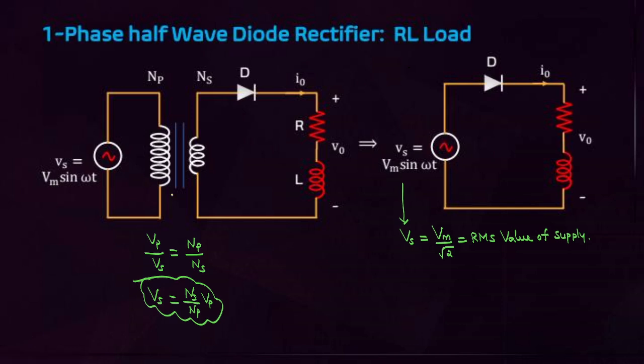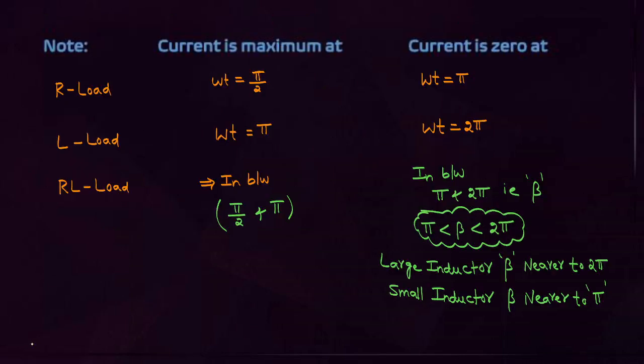One more configuration of the single phase half wave diode rectifier, that is using RL load. This is the configuration using RL load. With respect to RL load also, before starting the RL load conduction angles, all these points are to be remembered, students. For R load, current is maximum at pi by 2, current is 0 at pi. For L load, current is maximum at pi, current is 0 at 2 pi. Important observation: RL load is in between pi by 2 and pi.